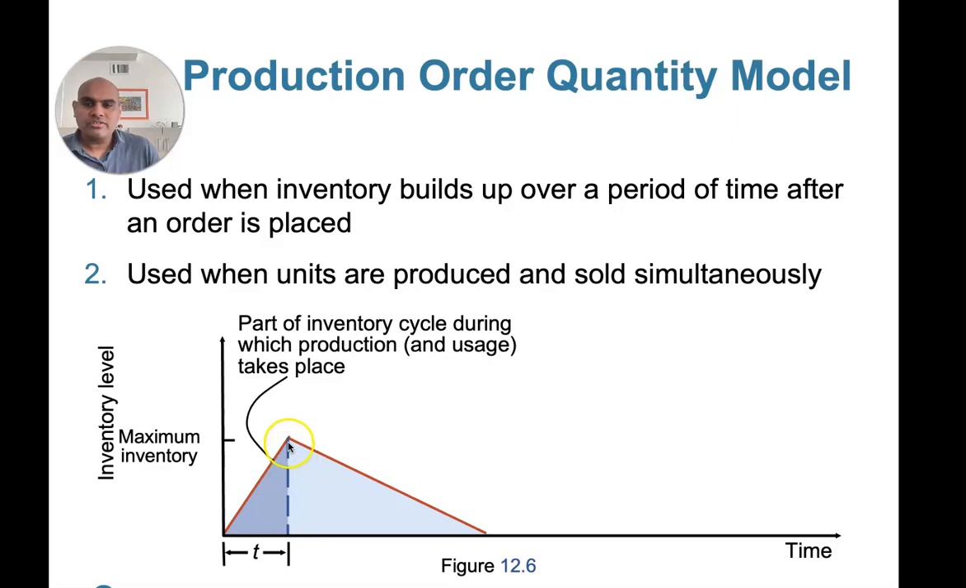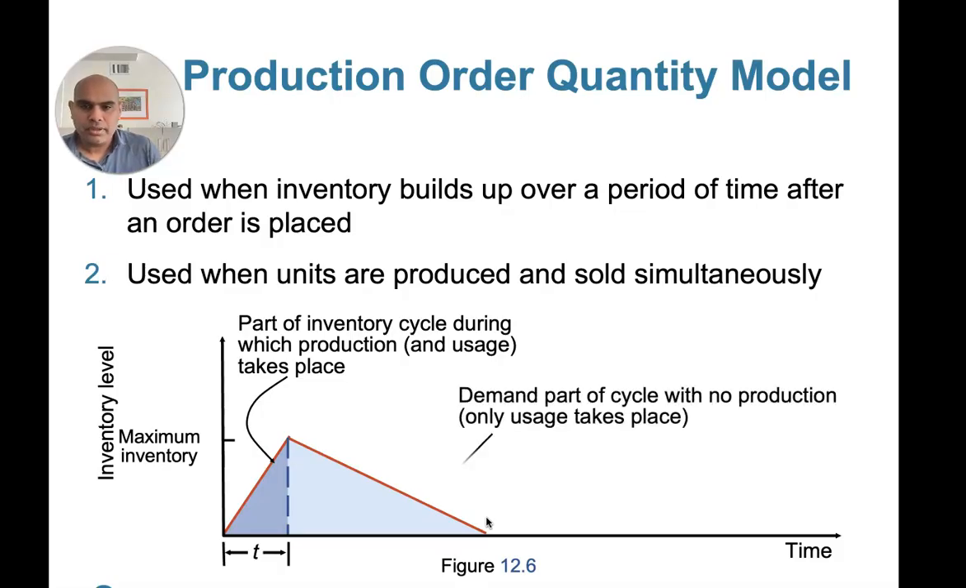This is much steeper because this is just the demand rate, right? You're just reducing inventory at the demand rate, so it's steeper, right? And this is what you see. Okay. And the same cycle continues, right?